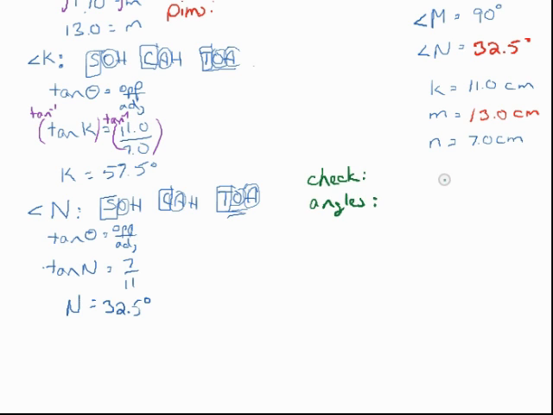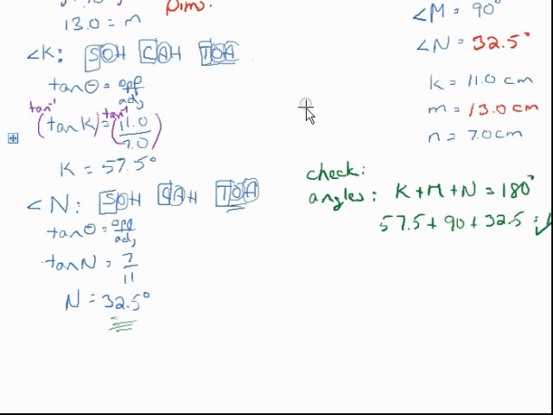Well, what I know about the angles is that K plus M plus N need to equal 180 degrees because this is a triangle. So if I add them up, K is 57.5 and M is 90 and N is 32.5. Yep, that equals 180. So that's good. Okay, then I need to check the side. Oops, I need a pen. Check side.